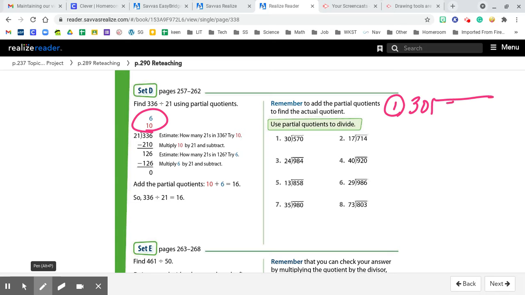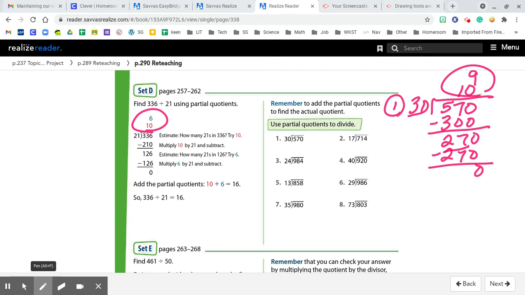30 goes into 570. If we do 30 times 10, that's 300. And let's see, how many times does 3 go into 27? That's 9. 30 times 9 is 270. So my final answer is 19.